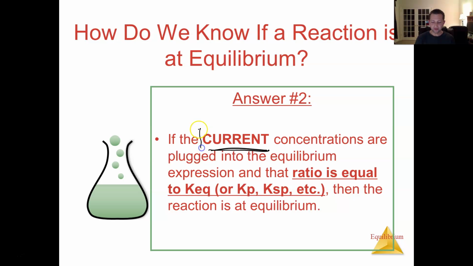So you want to take your current conditions. We're not sure if the current conditions are at equilibrium or not, right? So we want to take the current conditions, plug them into your equilibrium expression, see what number you get, and compare it to what the KEQ value actually is, what the equilibrium constant actually is. Depending on how they compare, we can tell if we're at equilibrium or if the reaction needs to progress in the forward or reverse directions.